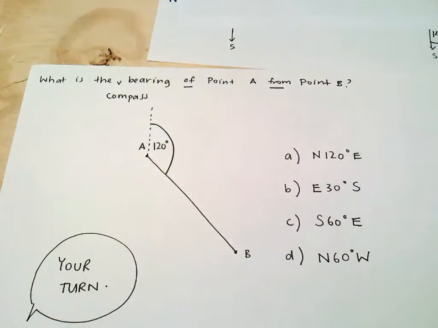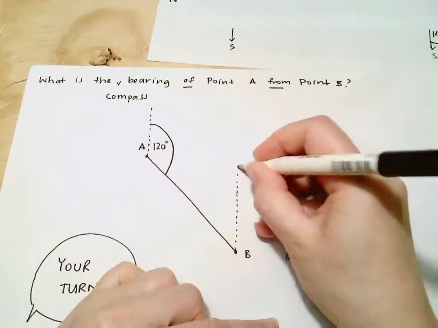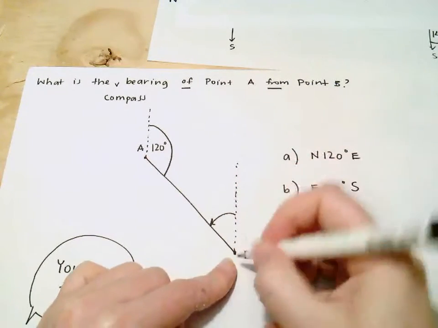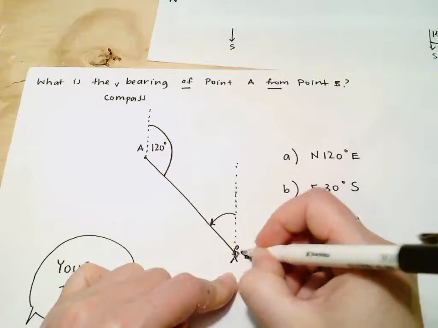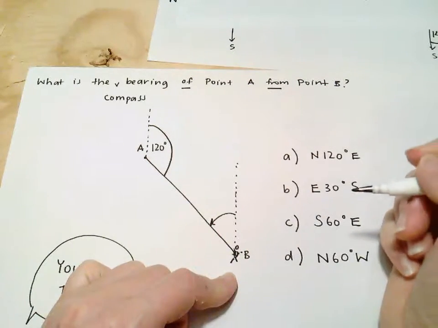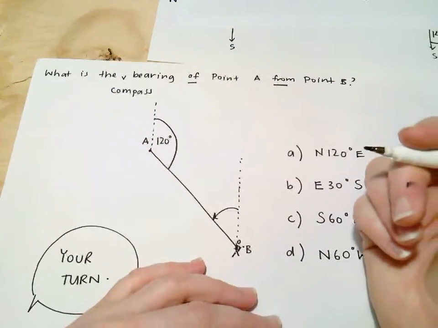Alright, this one might have been a bit trickier for you. The first thing to realise is that you're actually talking about this angle here. So you're imagining yourself standing at point B and you're thinking, well, what direction am I looking at or looking into reach point A?